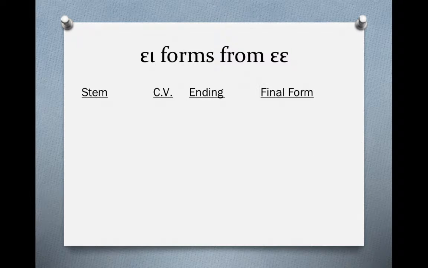Epsilon-iota forms from epsilon epsilon. So if we have poie again, and the connecting vowel is epsilon because the ending is te, the second plural, we have poie-e-te, that would become poieite. So epsilon-iota forms from two epsilons.